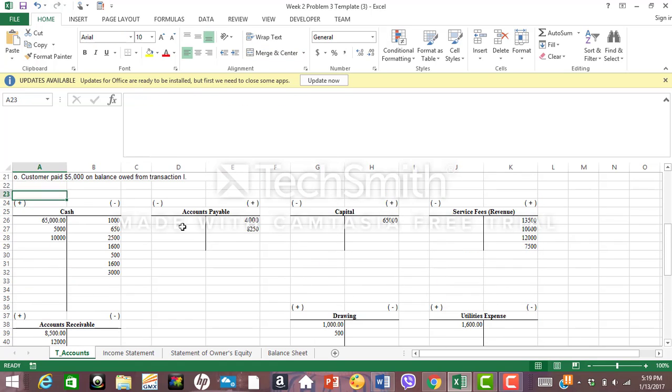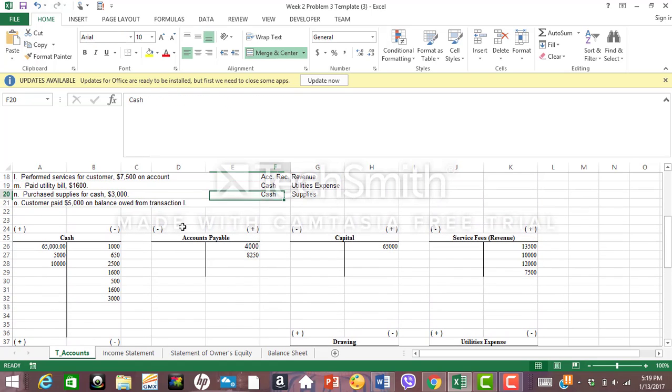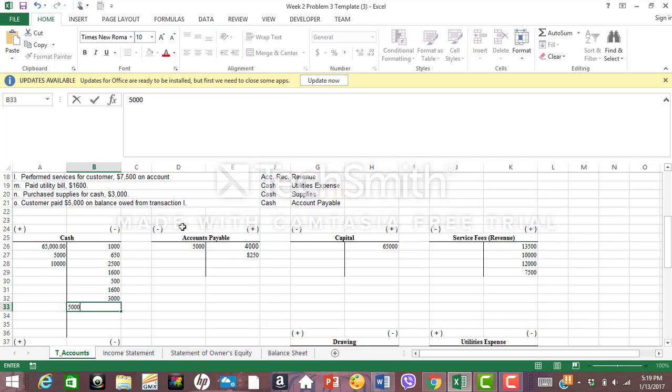The next transaction, or the last transaction, is customer paid $5,000 on balance from transaction L. So cash is getting affected and accounts payable is getting affected. And then we have $5,000 that they are paying on the amount that they owed, and we take $5,000 away here since they paid with cash. All right, so now we are done with all of the transactions.